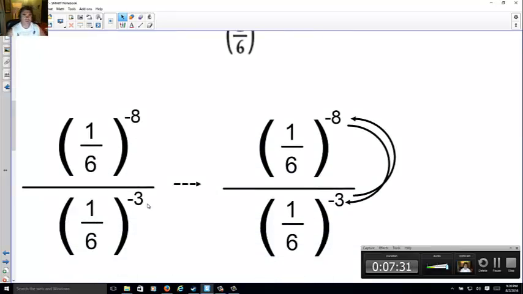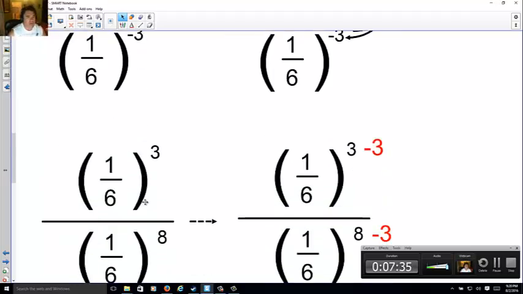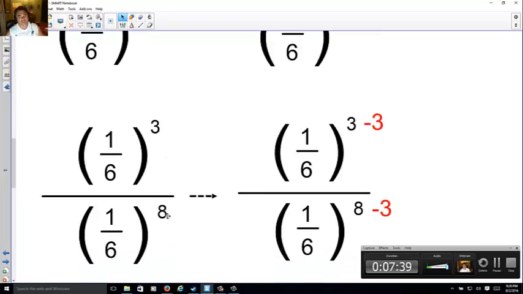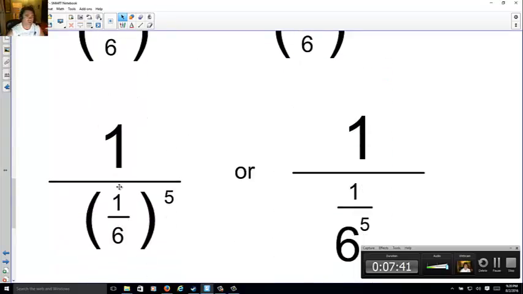And this is negative 3, so they switcheroo. So 3 is going to go on top. 8 is going to go on the bottom like this. They're going to fight it out. Who wins? Bottom wins by 5. So really, 1 over 1/6 to the 5th power.